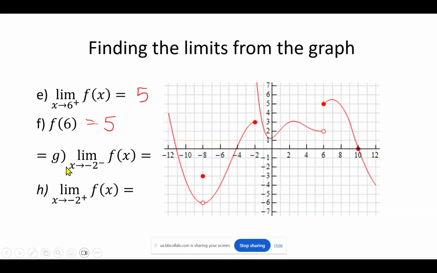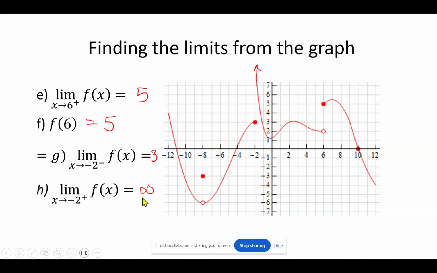The next one is letter G, and this is the limit of the function when x approaches -2, and then we have from the left. So -2 is here. From the left, the graph is going to 3. So this limit is +3. And last, the limit when x approaches -2 from the right. Well, from the right, on the right of -2, the graph keeps on going up and up. So that means that it just goes to infinity. And so we often write the infinity symbol. So that limit is infinite.